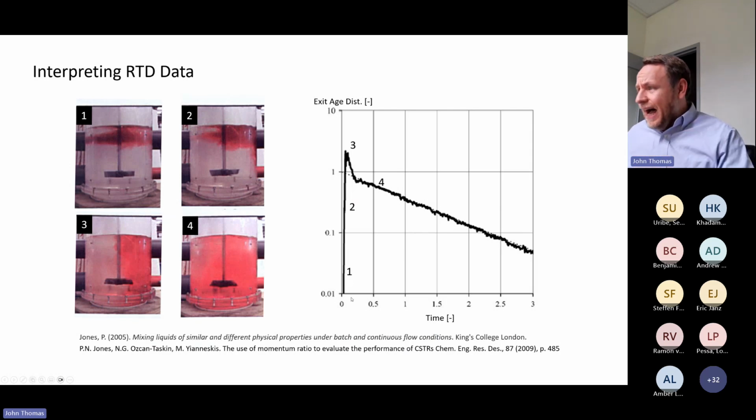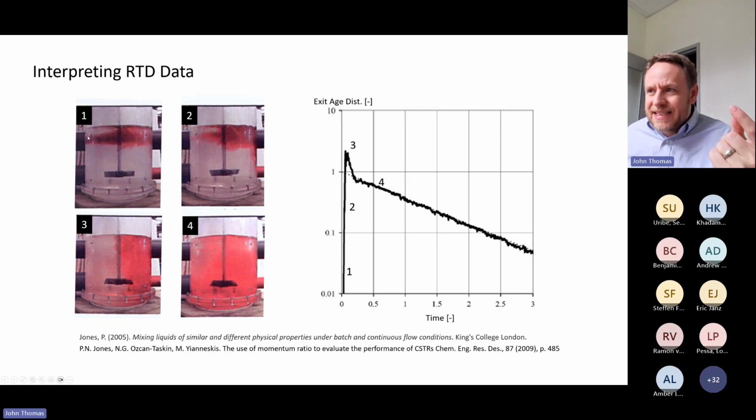The dashed line is that exact solution I shared earlier. You can derive that from first principles. The black line is what's measured for, I wouldn't say atypical, but I'd say a poorly performing continuous flow system. When we first inject the dye, this is taken from Pip Jones' thesis. I've got 4 snapshots here from his thesis.